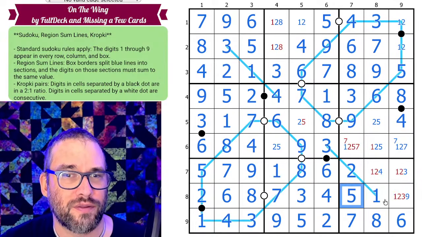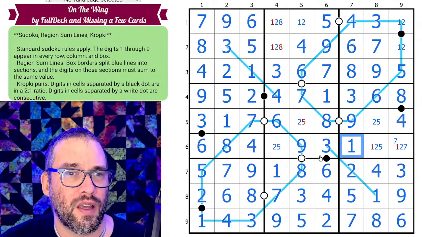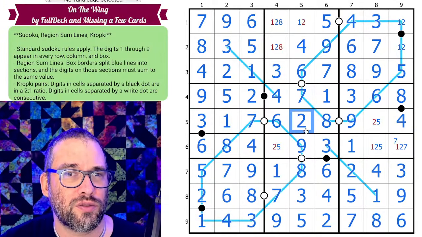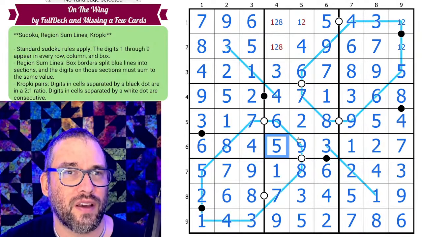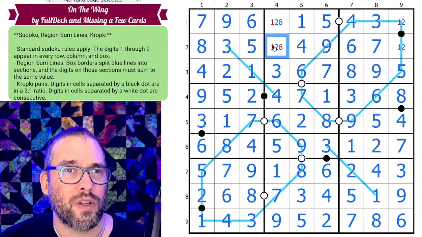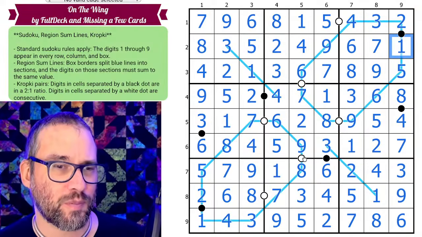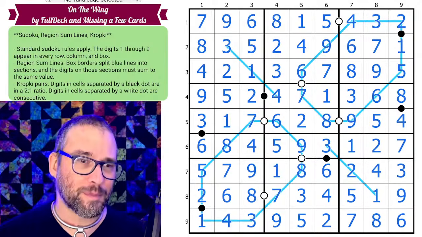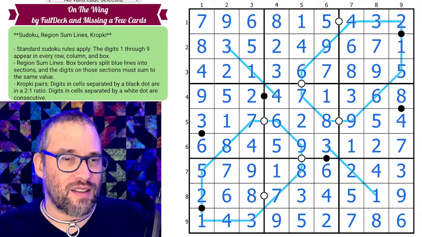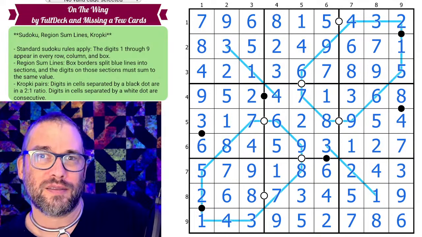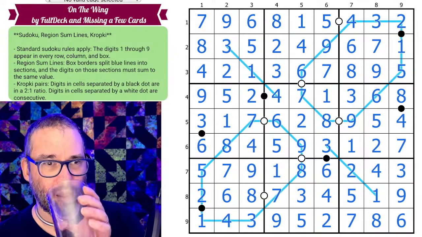2, 1, 5, 9, 3, 4, 1, 2, 5, 2, 7, 5, 1, 2, 8, 2, and 1. What a delight. That is very nice.